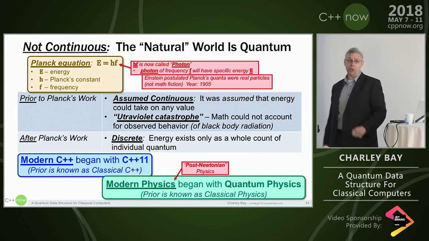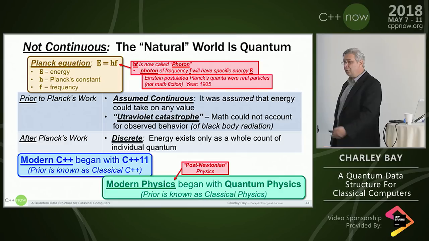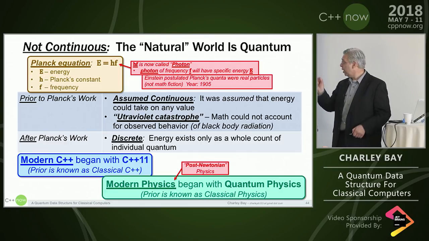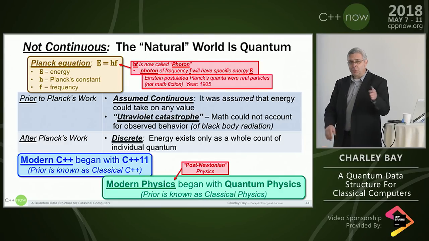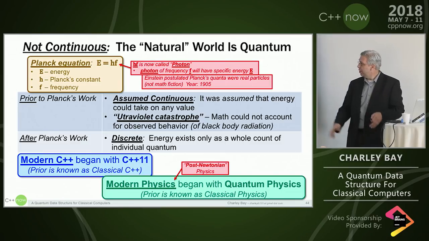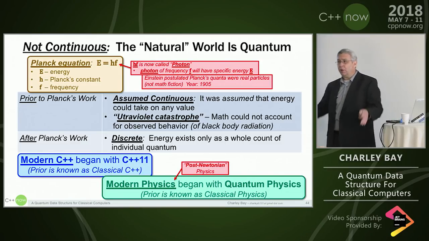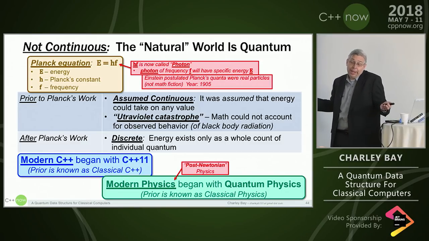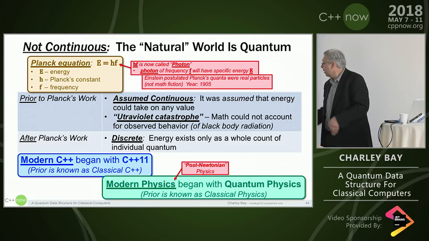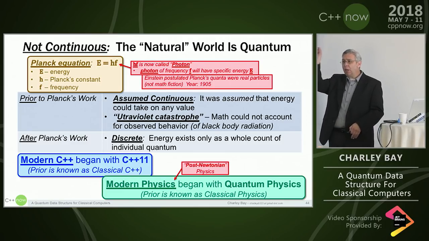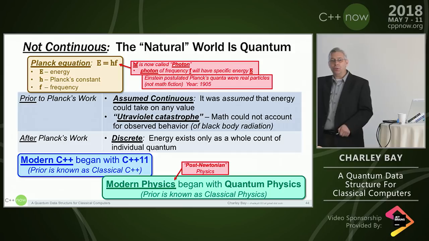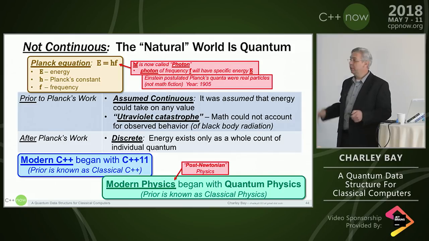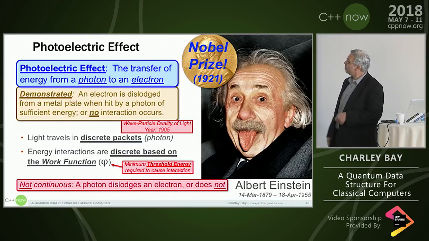This is 120 years ago. So energy exists in discrete packets. Today we call them photons. Modern C++, it's kind of like before and after C++11. Physics is before and after quantum mechanics. That's really it. So quantum mechanics is everything after the quantization of discrete bundles of energy. That's it. And there's more math there, so we have more to do.